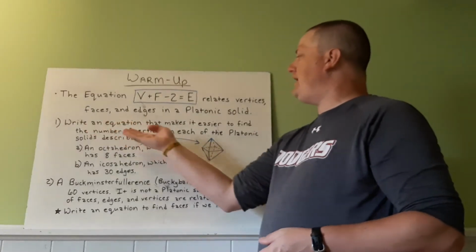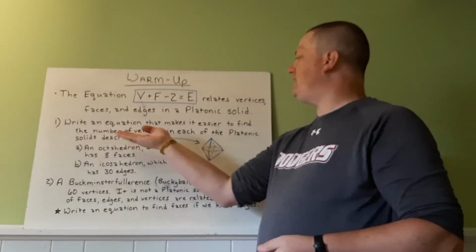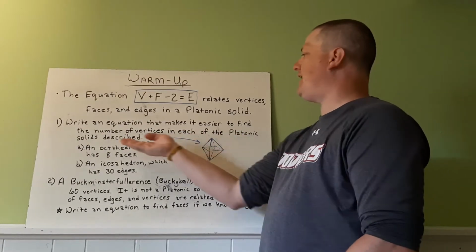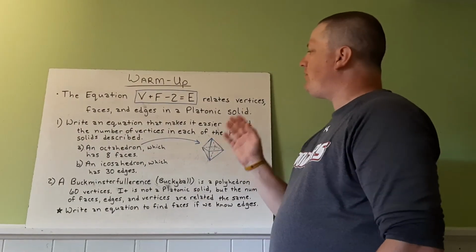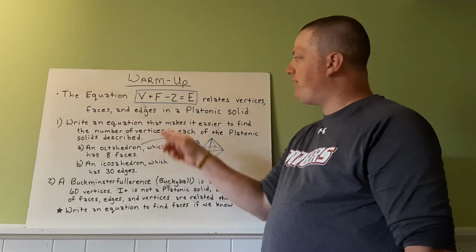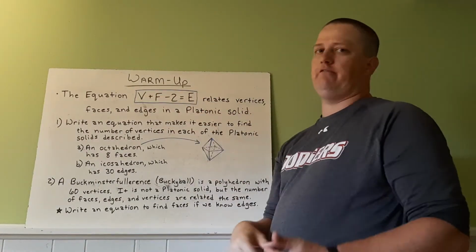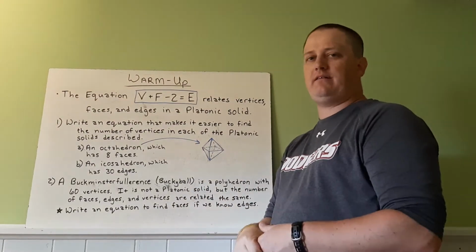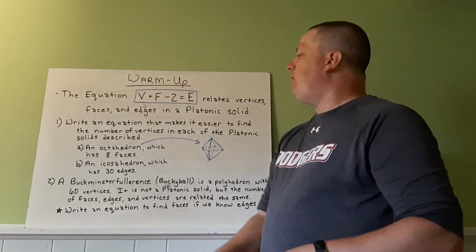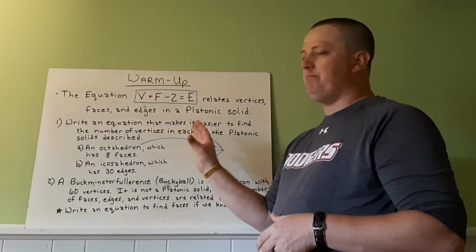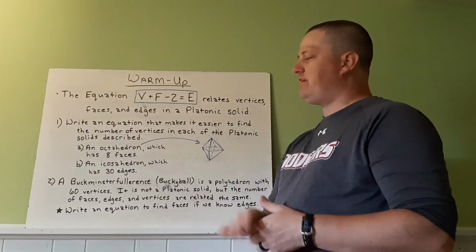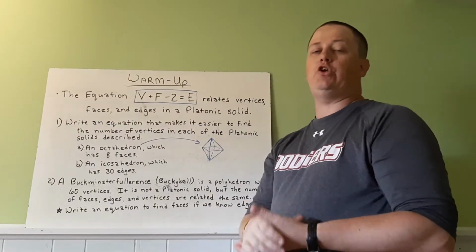I want you to write an equation that makes it easier to find the number of vertices in each of the platonic solids described. So the key thing here is we want to know vertices. So because of that, we want to take this equation and solve for v. We want to get v by itself. That's what it's saying. Once you have v by itself, you can plug some numbers in based off of the information here to create new equations.